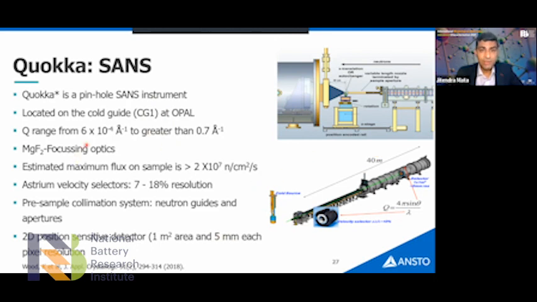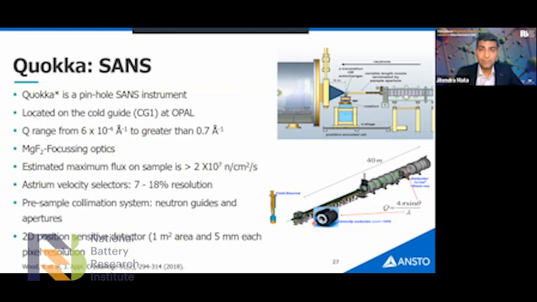The Q range which we get from Kookaburra is 6×10⁻⁴ all the way to 0.7, or even bigger if we modify the instrument a little bit in terms of the velocity selector. It uses focusing optics, and using the focusing optics you get this amazing, impressive Q range. The flux which you can get with Kookaburra is really impressive, 2×10⁷ neutrons per centimeter squared per second. And we use the velocity selector.